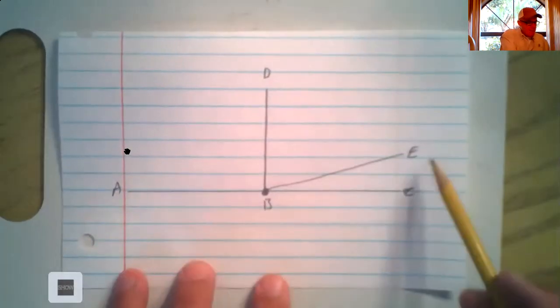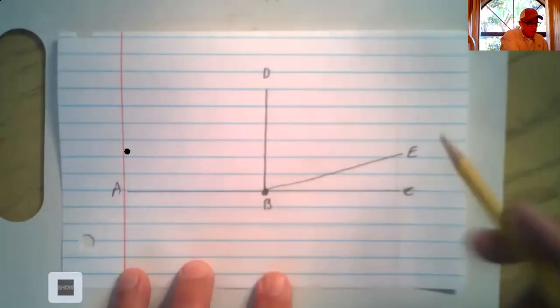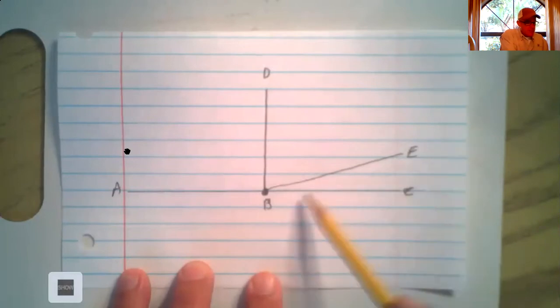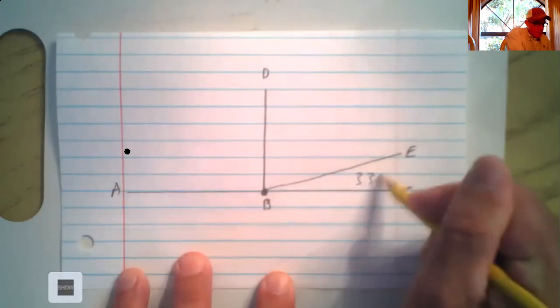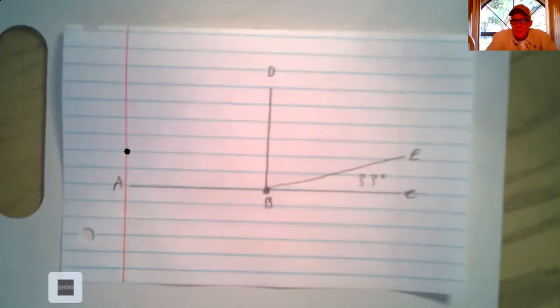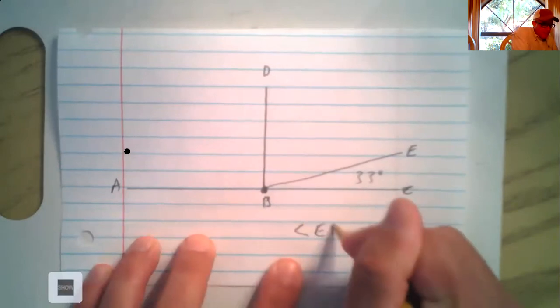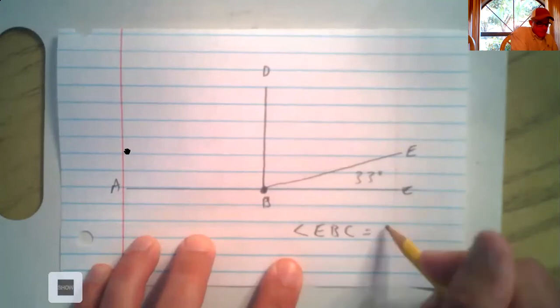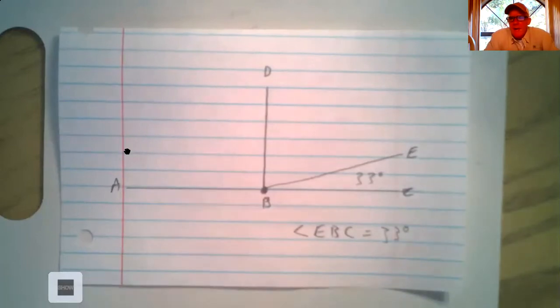So I'm going to say the angles share this common vertex of B, point B right there. So angle EBC is going to be 33 degrees. Let me go ahead and write that down. Angle EBC equals 33 degrees. But I already know that. They gave me the angle for EBC.